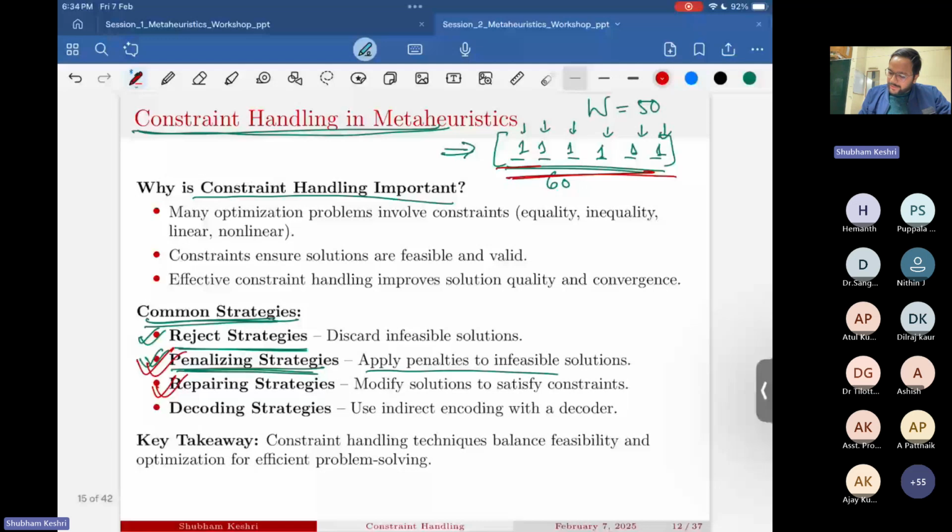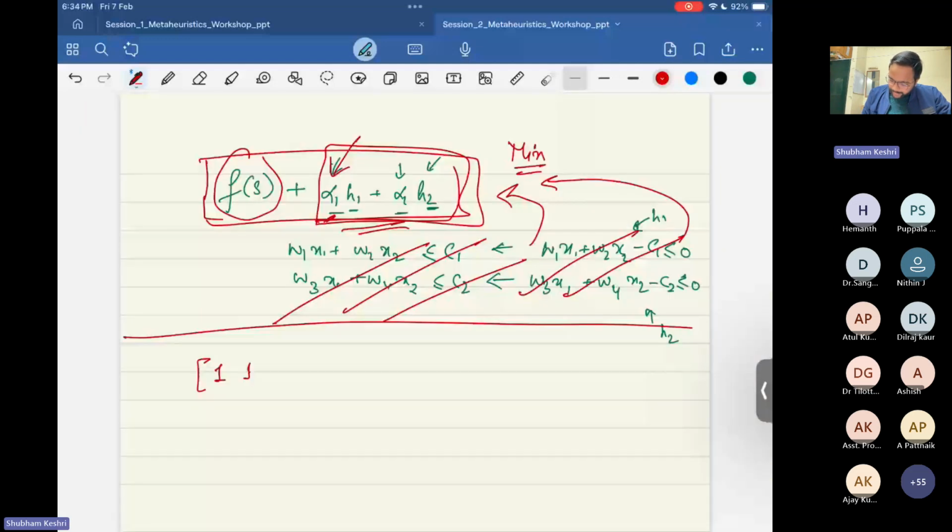Suppose this is the solution I have obtained: 1 1 1 1 1 1 and 1. This weight comes out to be 60 and my capacity is 50. So instead of rejecting this solution, as in the reject strategy, repair the solution. You have spent time and effort to obtain this solution, right? Why will you reject it? You have a solution, you just repair it. How will we repair it? It depends upon the problem, so it is problem specific. Some problems may have a different kind of repair strategy.